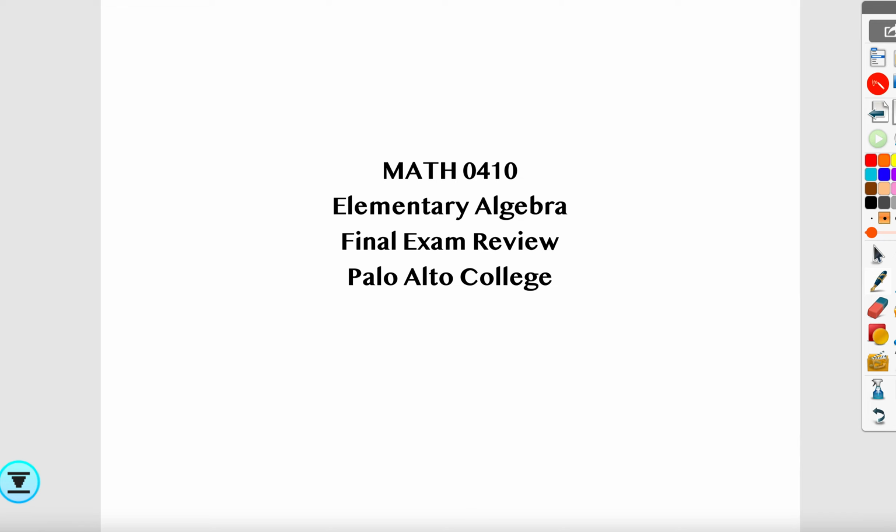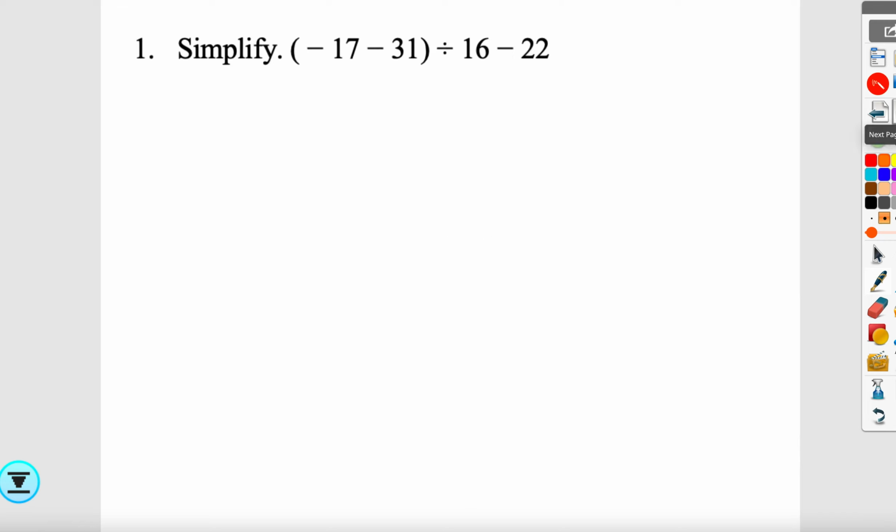Good luck, everyone. Number one, we're going to simplify negative 17 minus 31 divided by 16 minus 22. For this one here, we're going to go ahead and be simplifying using PEMDAS. So PEMDAS is going to be, let me go ahead and write that down, 1 second.